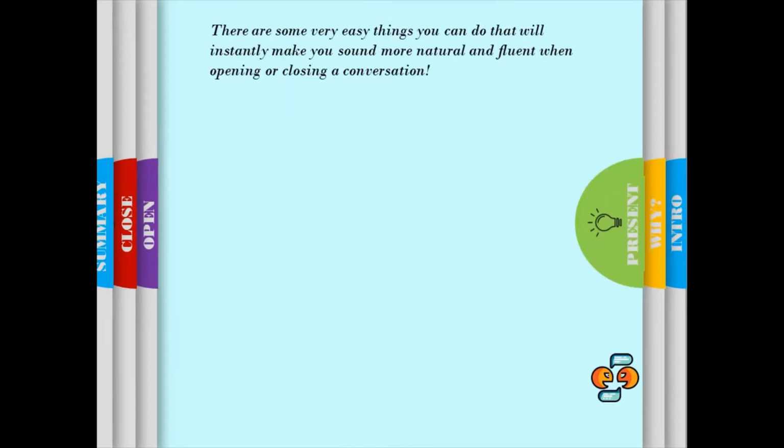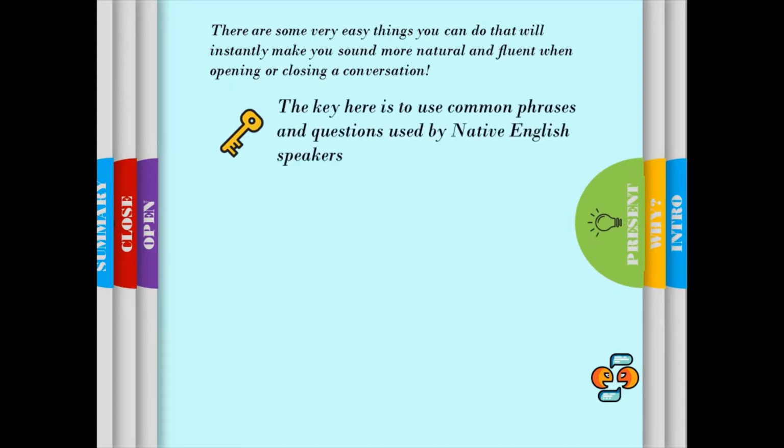There are some very easy things that you can do that will instantly make you sound more natural and fluent when you open or close a conversation. Remember, they are very easy, so simple to do. Here we can see the key, and the key here is to use common phrases and questions that are used by native English speakers like myself.